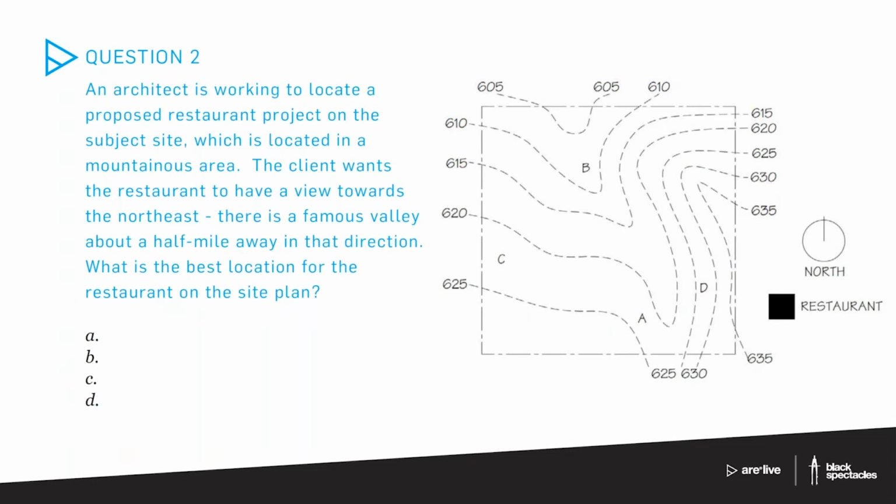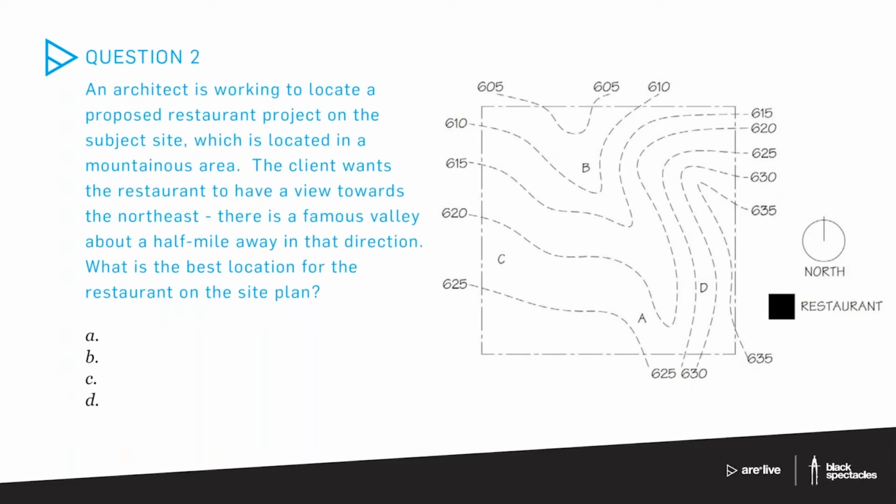An architect is working to locate a proposed restaurant project on the subject site, which is located in a mountainous area. The client wants this restaurant to have a view towards the northeast. There's a famous valley about a half mile away in that direction. What's the best location for the restaurant on the site plan? And we've got 4 letters on the site plan that correspond to the 4 answer choices, A, B, C, or D.